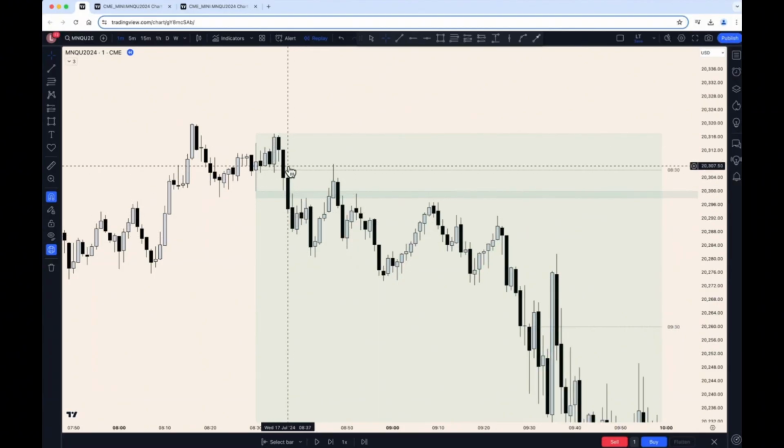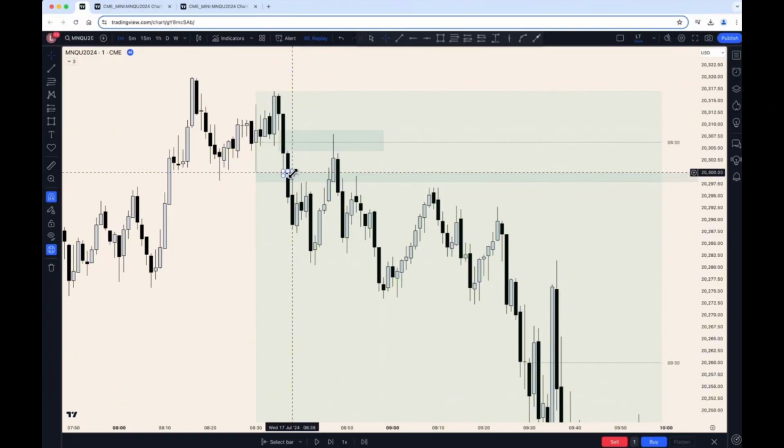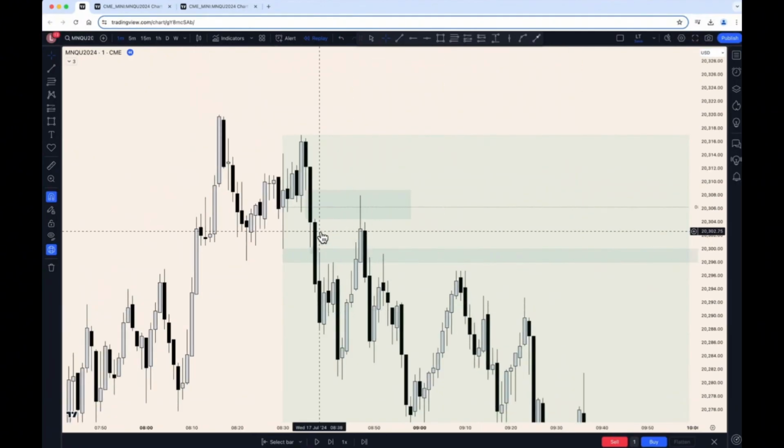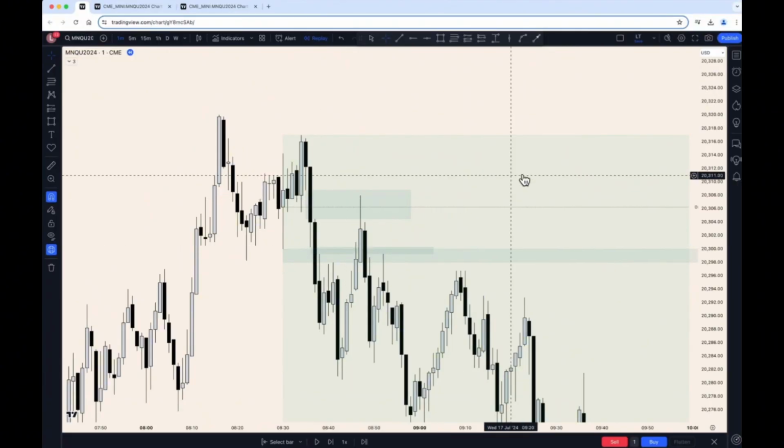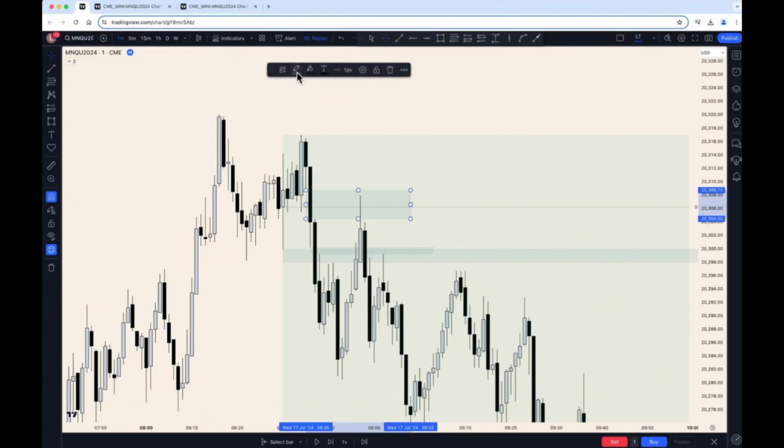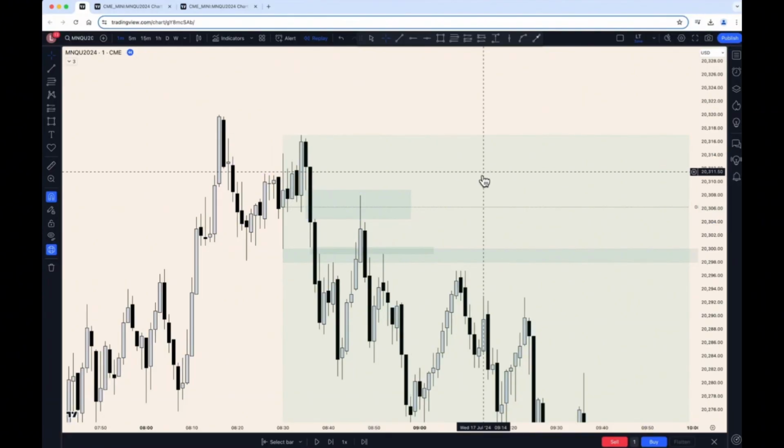How do we know it's displacement? Because we can see fair value gaps here and here as well. It's a tiny one. I can't really extend it, but I'll try my best to do it. Let's see. Yeah, there we go. That's the 1-minute fair value gap, and another one here.